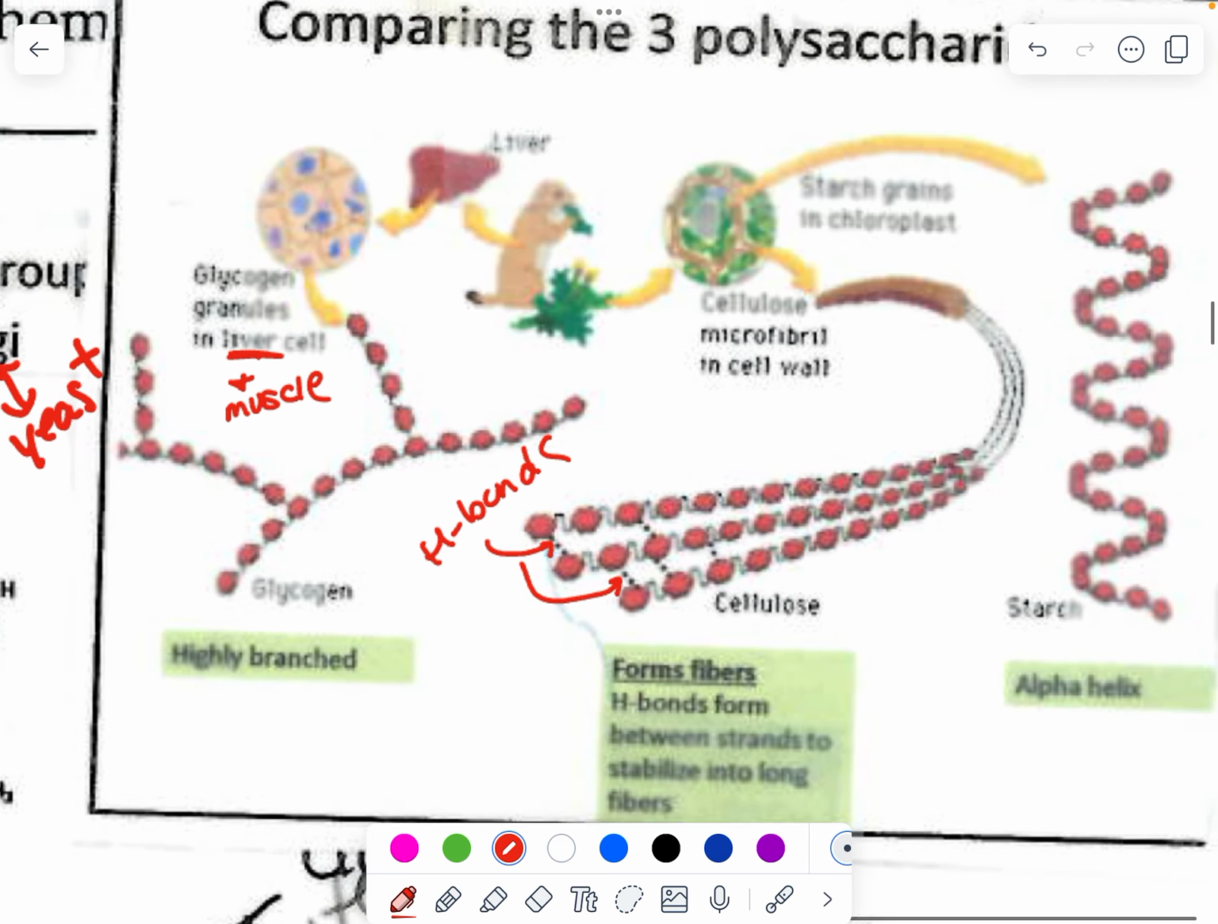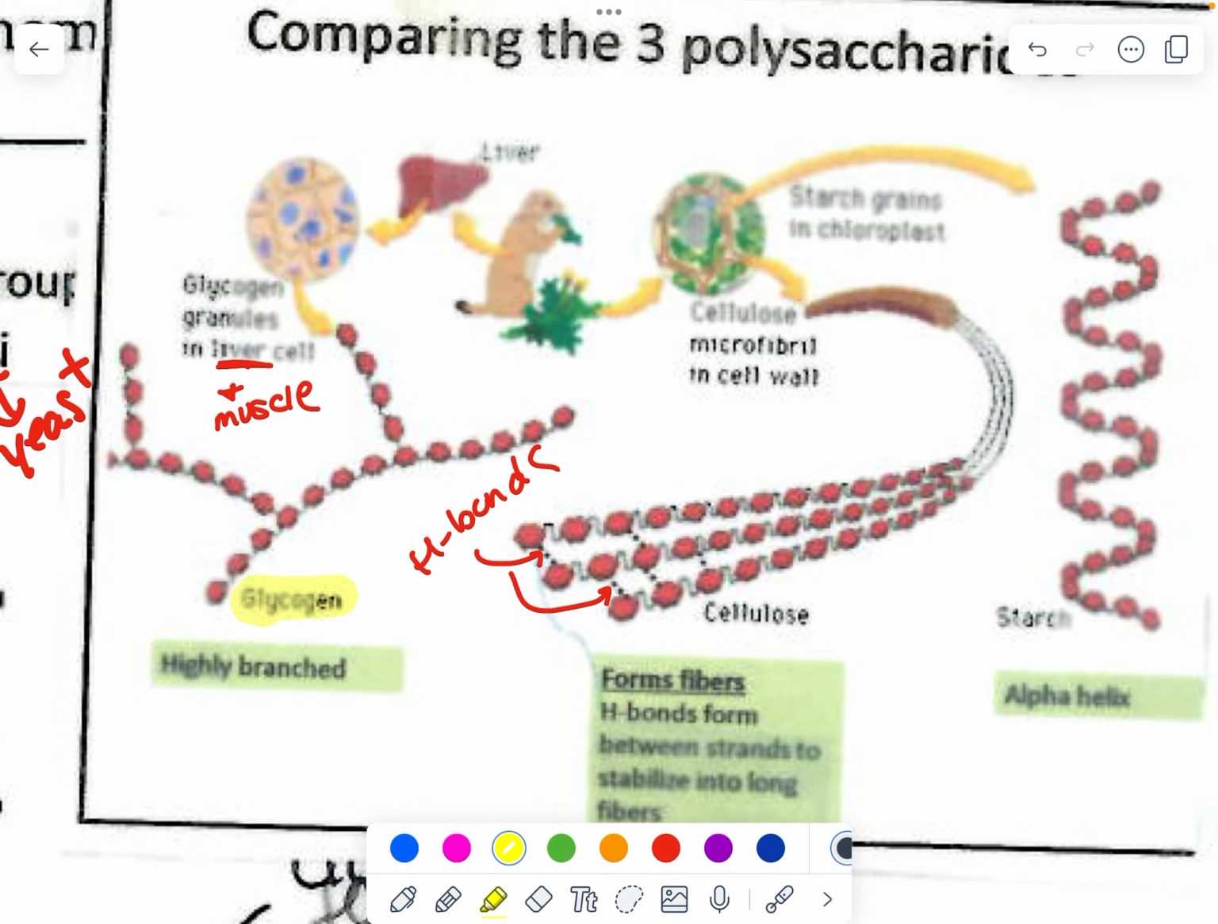I just want to point out over here, you can see the difference between glycogen. They're all made of glucose chains, right? So all these red things are glucose monomers put together. But glycogen, the chains branch like a tree. Cellulose, I told you they're long kind of fibers that run parallel to each other, and they're connected by hydrogen bonds. That's what makes the cell walls kind of these strands, strong fibers. And starch, it forms a helical shape.